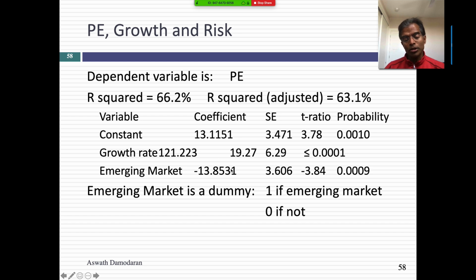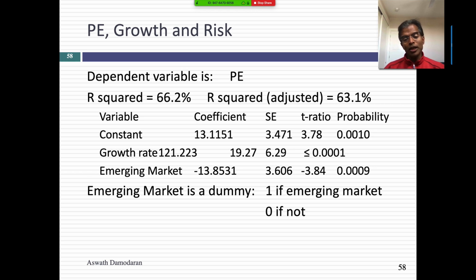And then I got to the emerging market dummy, and it says minus 13.85. You're saying, what does that even mean? If I have two telecom companies, one is a developed market telecom, and the other is an emerging market telecom, the emerging market telecom will have a PE ratio 13.85 lower than the developed market telecom. In the late 90s, markets were punishing emerging market companies much more than they do now.